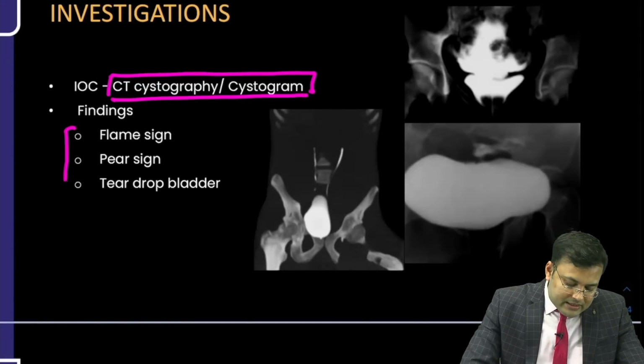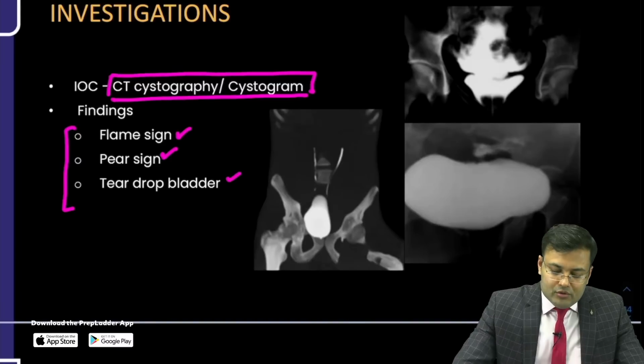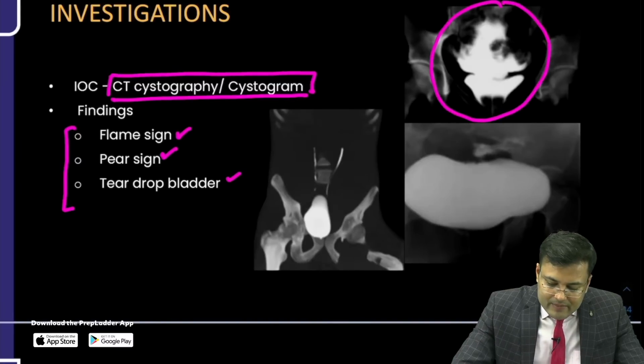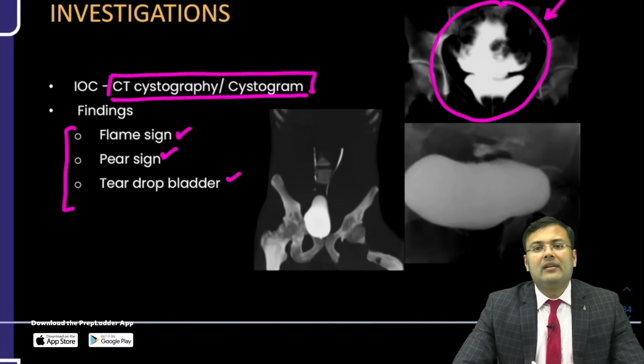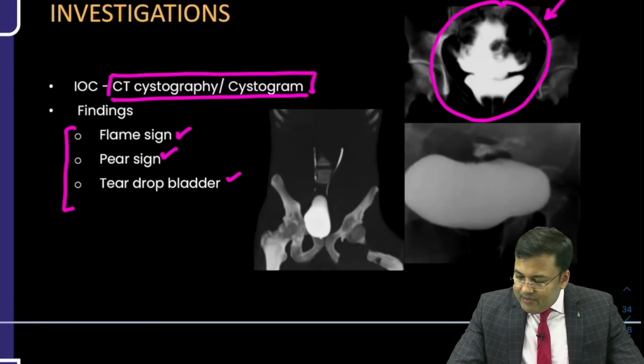There are three signs: flame sign, pear sign, teardrop bladder. First you see this appearance. Tell me what is the name of this sign. How does it look like? What's the name of this sign?